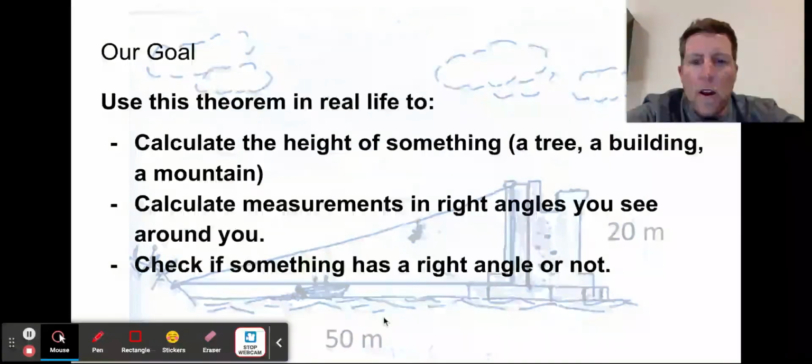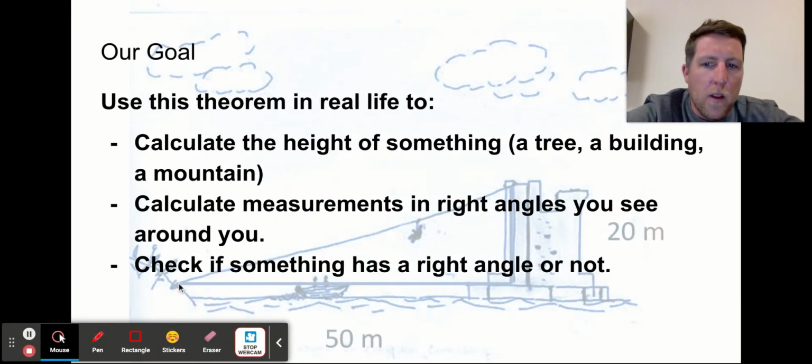If you look in the background too, there's an example of a wire hanging from a cliff, and this guy's zip lining down, and maybe we'd need to do this to calculate the length of that wire. If you know how high the cliff is and how far away he's going to go, that's a perfect example of using Pythagoras' theorem in real life.